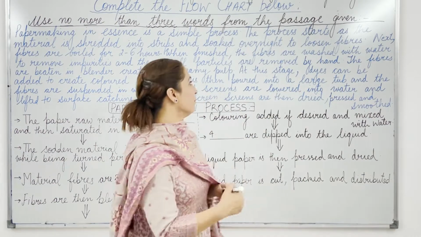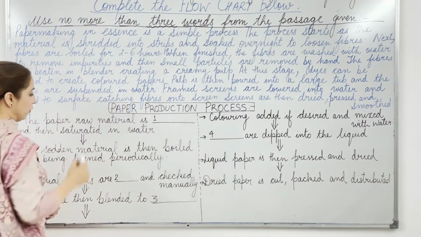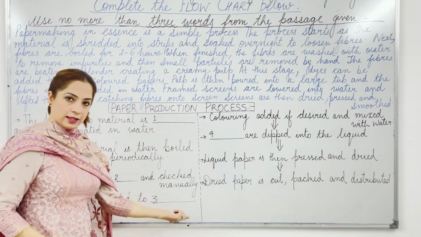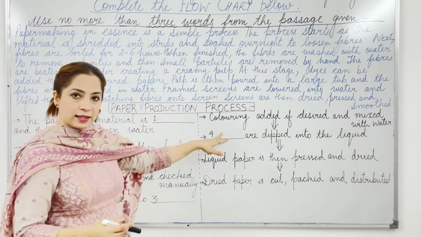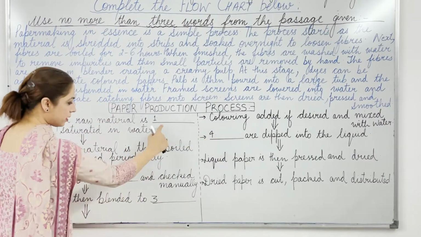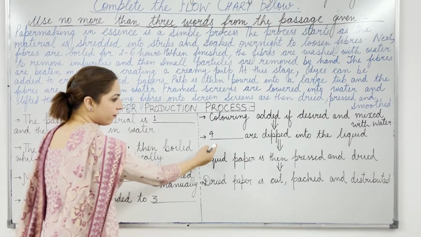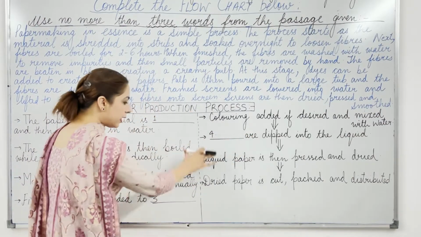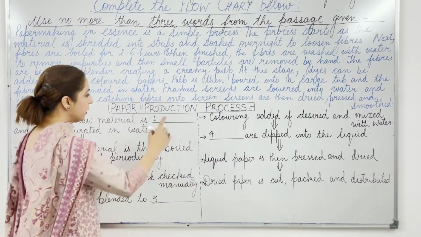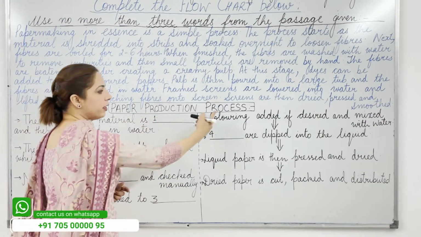Fine, let's begin. Now look here. Look at the flowchart first. In the flowchart, first look at the questions. How many questions are given? Question numbers 1, 2, 3 and 4 blanks are given. Now look at what the flowchart is about. It is about paper production process.